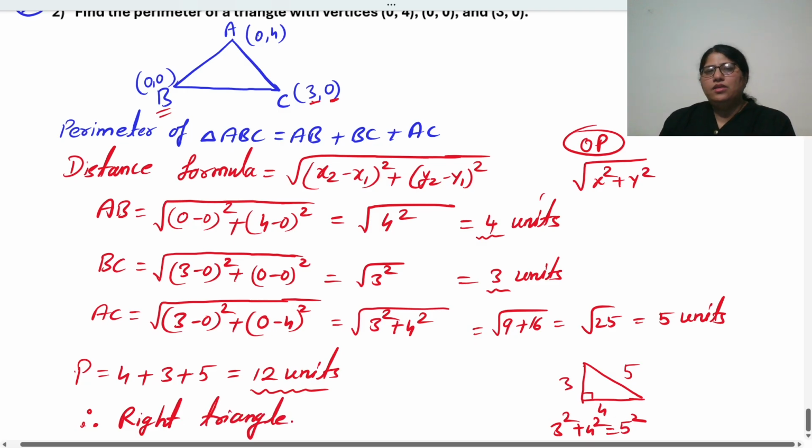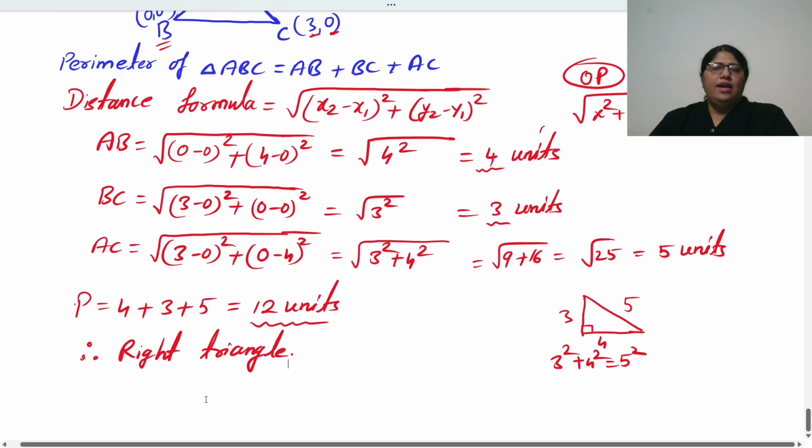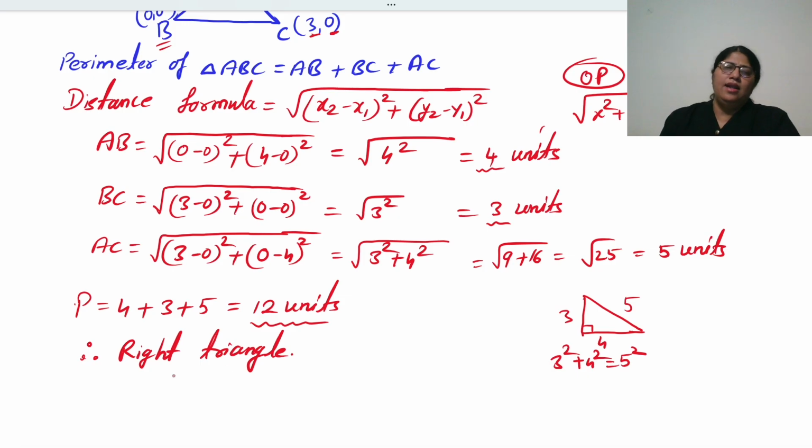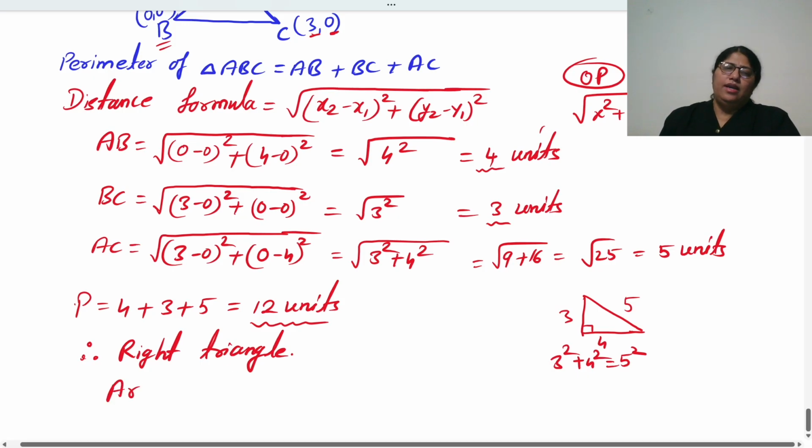So this can be the additional question. So whenever you are solving questions, please check if you can add any further additional question, right? So here we can find out the type of triangle. Now, because it is the right triangle, I can calculate here. They can ask you to find out the area of the triangle also, right?